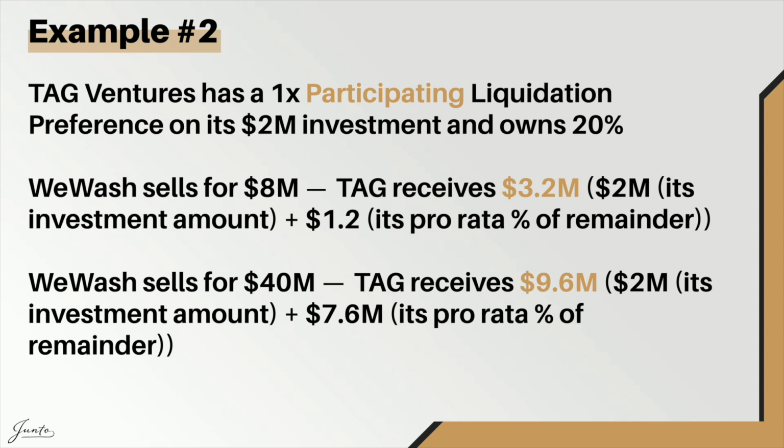Let's look at another example where WeWash sells for $40 million. In that situation, Tag receives $9.6 million. Initially, it's $2 million back, its investment amount, and then it receives its pro rata percentage based on the remainder of that $38 million left over, which is $7.6 million. So as you can see here, there's a drastic difference when you have a non-participating versus a participating liquidation preference. When you add in the multiples, the difference can get much greater.